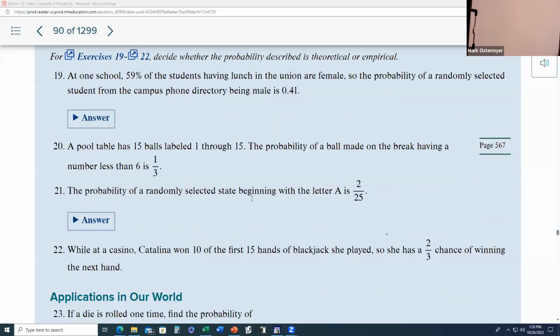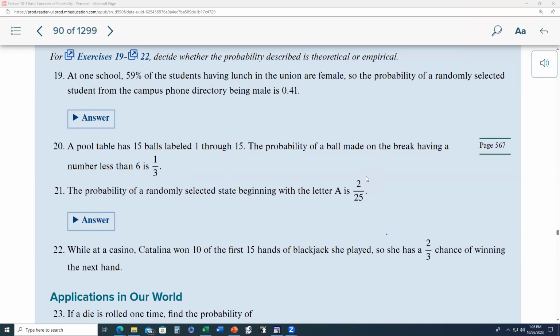Now, number 20, would you think that this would be an equal likelihood way of computing the probability or a relative frequency way? In other words, would it be theoretical or empirical? A pool table has 15 balls labeled 1 through 15. The probability of a ball made on the break having a number less than 6 is 1/3. How do you think they maybe computed that probability? What would be your guess? Did they use the theoretical or maybe the empirical way? What would be your guess? You would lean closer to which one?